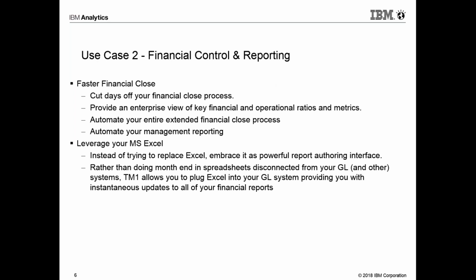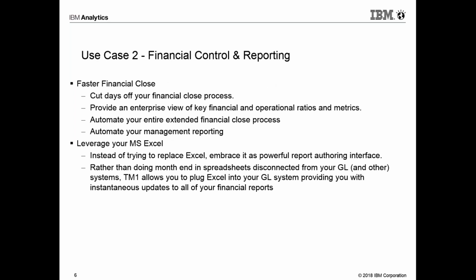One of them is financial control and reporting. This is really all about automating closing cycles, cutting down the time that it takes to close the books every month end, every quarter end, every year end, and improving reporting. I will actually cover some of this at the end.